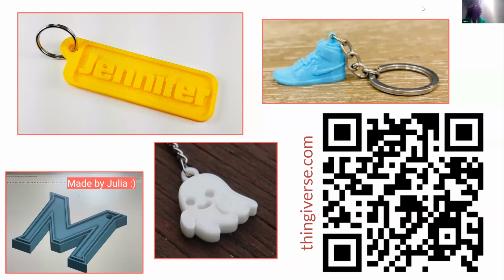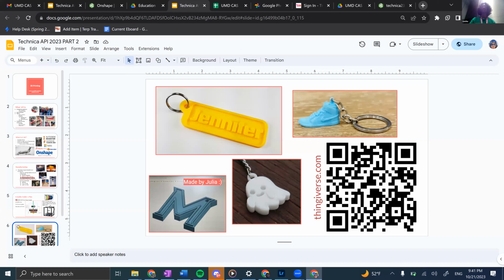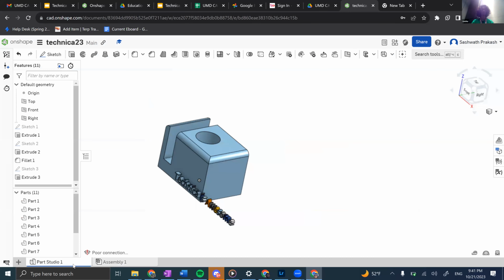First of all, if you are going to be using one of your things from Onshape, what you want to do in order to use that is go down here to where it says Part Studio 1 or whatever your part's name was, and then we're going to export it.